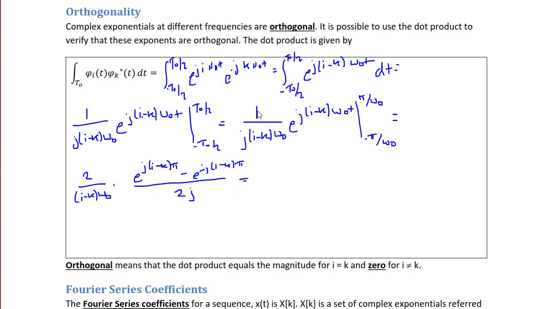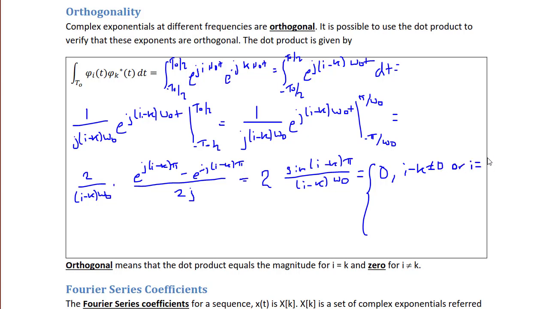And what you should see here is that that second expression is actually a sine. So I can write this as 2 times the sine of (i minus k) times pi divided by (i minus k) times omega naught. So what we find here is that this is equal to 0 when i minus k is not equal to 0, or when i is not equal to k. So that proves that they are orthogonal for i not equal to k. As long as we have different values for i and k, it will be orthogonal.